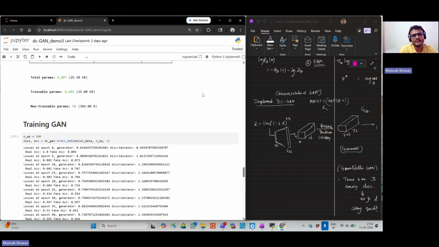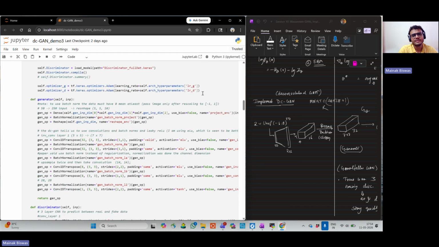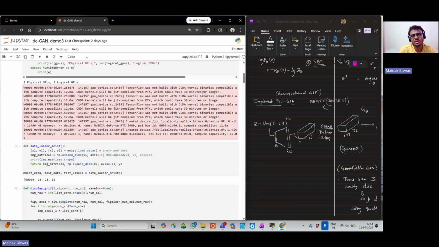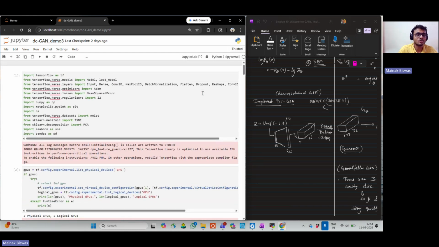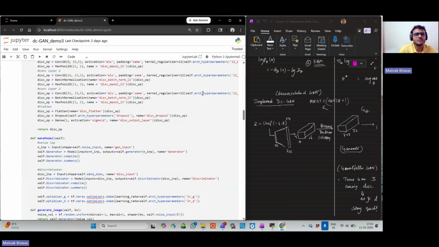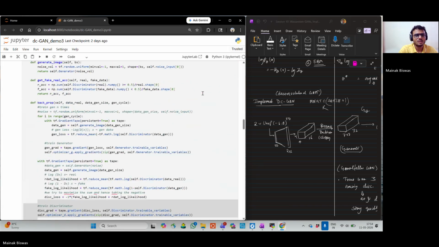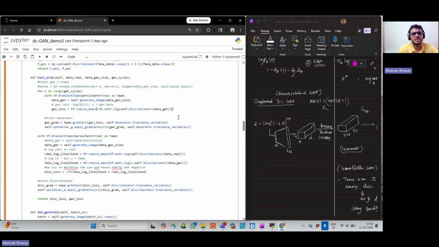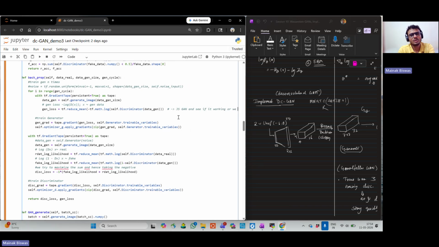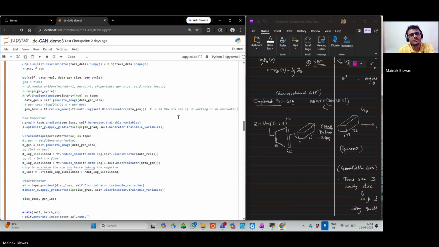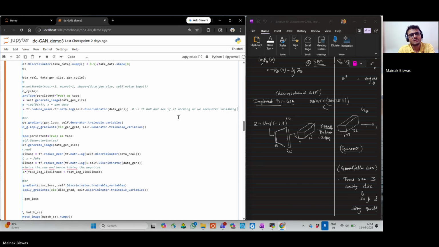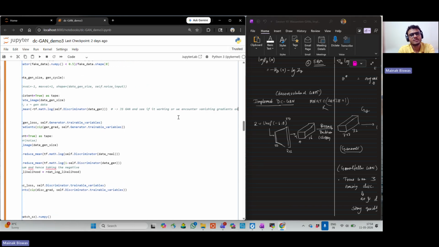I'll upload the code, and please feel free to run it and change things here and there and see how you can train. A special thing to do here would be to convert this objective to a JS GAN and see if it is working, or whether we encounter vanishing gradients and a weak generator.